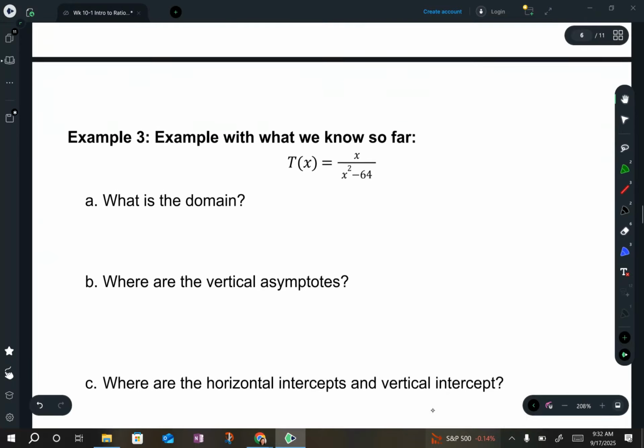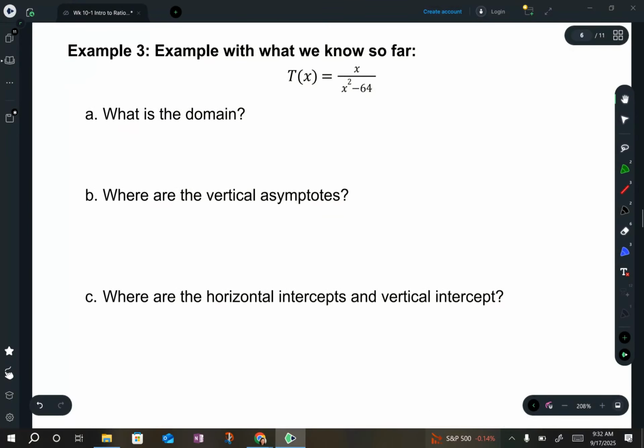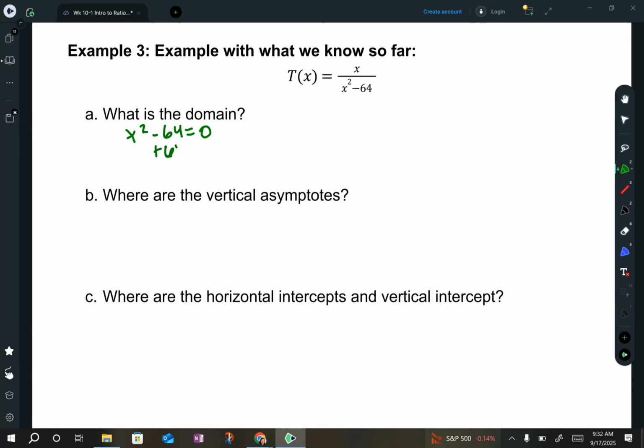All right, let's try all the stuff we know with a new example. The new example is t of x equals x over x squared minus 64. The first thing we're going to look at is the domain. And remember, we find the exclusions from the domain by finding where the denominator equals 0. So we're going to set x squared minus 64 equals 0. They're not all going to be square root methods, we just got lucky here. So x squared, add 64 to each side. x squared equals 64. Square root, x equals plus or minus 8.